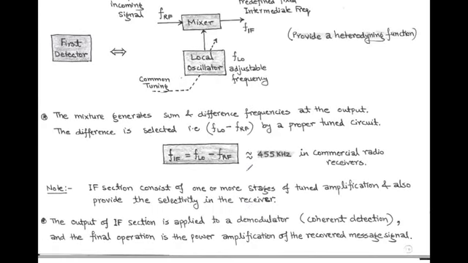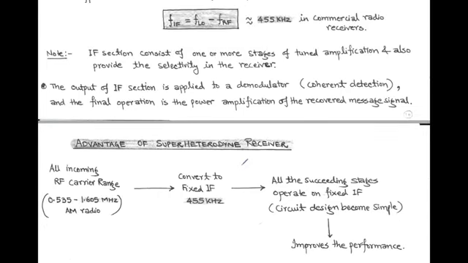So there is an advantage of using the superheterodyne receiver. In the superheterodyne receiver, all the incoming radio frequency carriers having a range between 0.535 to 1.605 MHz get converted into the fixed intermediate frequency of 455 kHz in the case of AM radio. As a result, all the successive stages operate on this fixed intermediate frequency, so the design of the circuitry becomes very simple, and this improves the performance of the receiver.